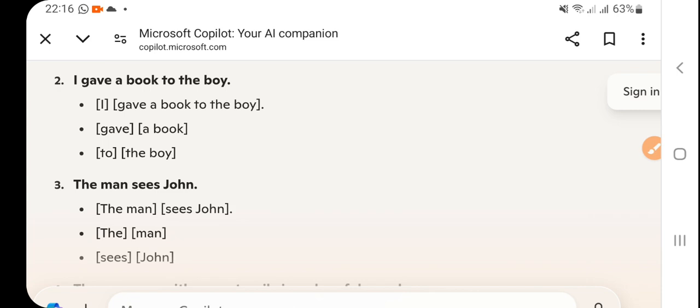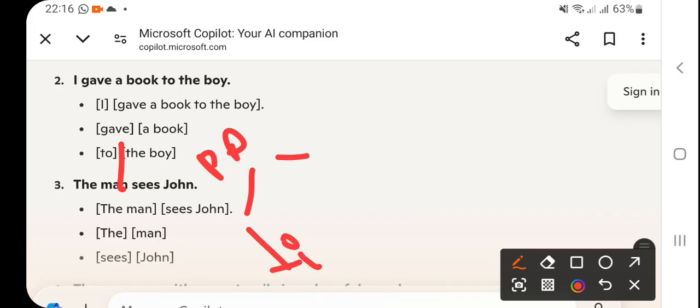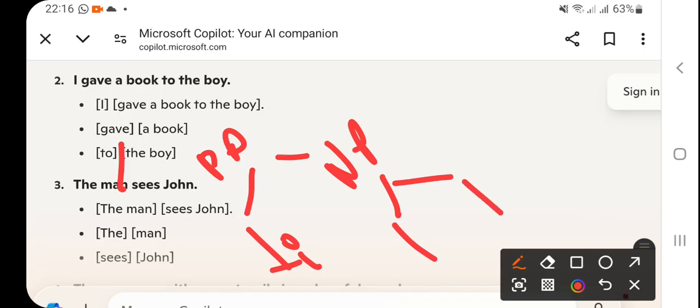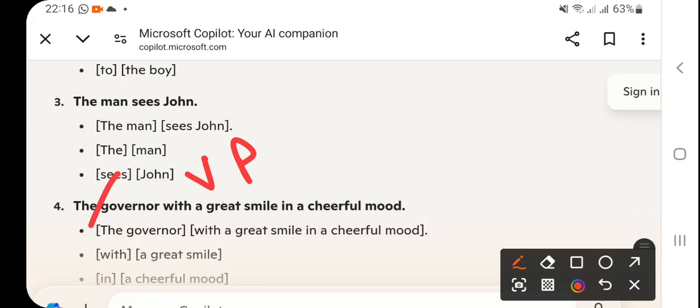I gave a book to the boy. I then gave is a verb, and a book is a noun phrase, and to the boy is a prepositional phrase, right? Then the prepositional phrase is divided into just a preposition and NP the boy, so the boy is determiner and boy noun. Now the man sees John. The man, and then sees John is the verbal phrase, and the verb is sees and John, right? So this way.